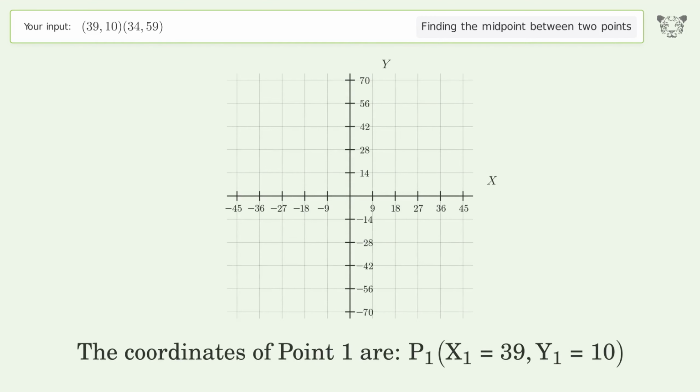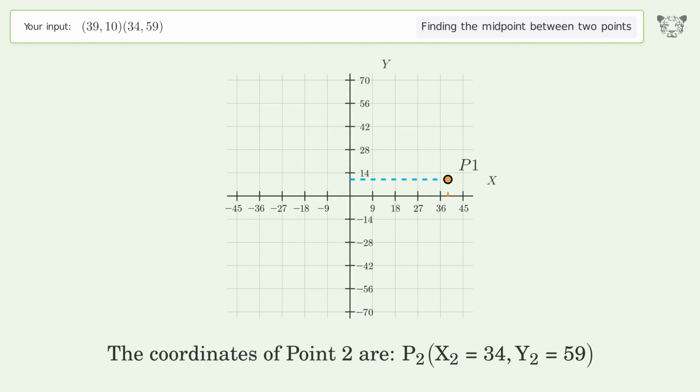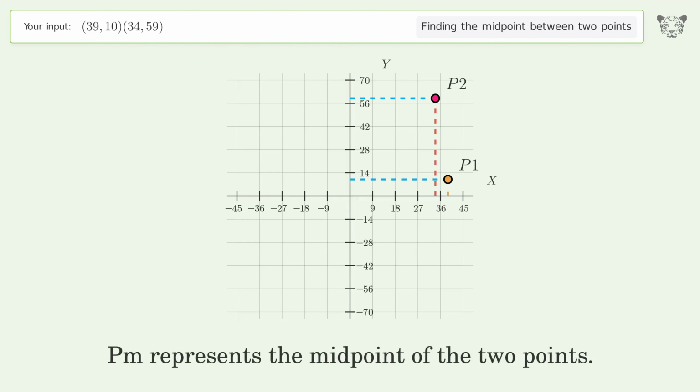The coordinates of point 1 are, x1 equals 39, y1 equals 10. The coordinates of point 2 are, x2 equals 34, y2 equals 59. PM represents the midpoint of the 2 points.